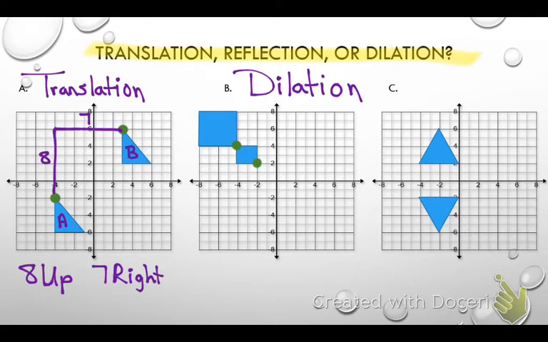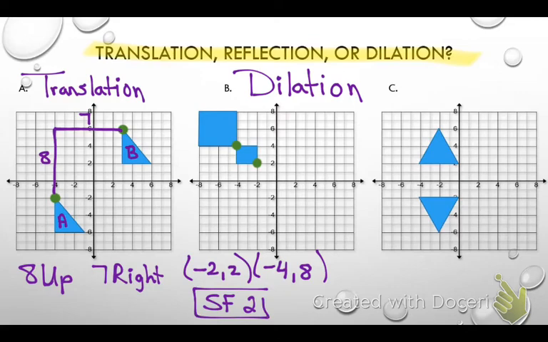All right, so dilation, I pick negative 2, 2, and negative 4, 8. And remember, when I'm doing scale factors, I'm multiplying. So what do I have to multiply by to get from my first ordered pair to my second ordered pair? 2. So that's my scale factor. Scale factor of 2.